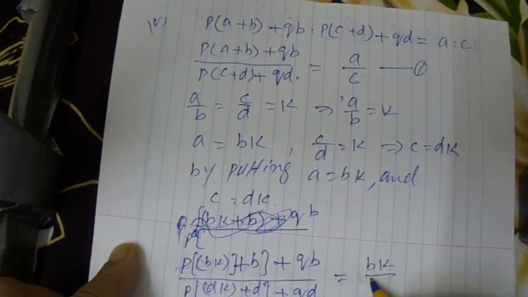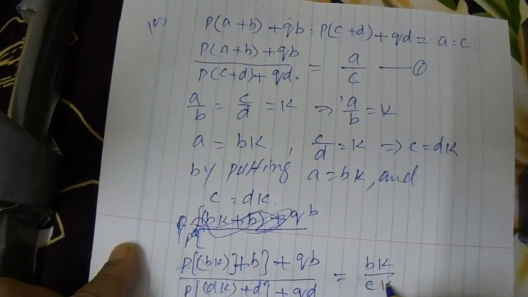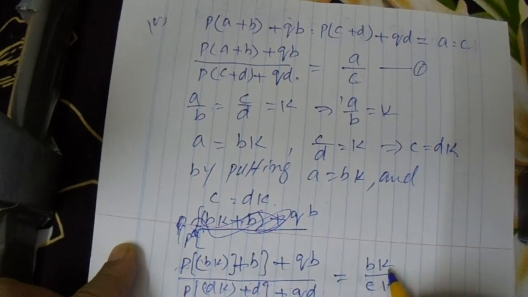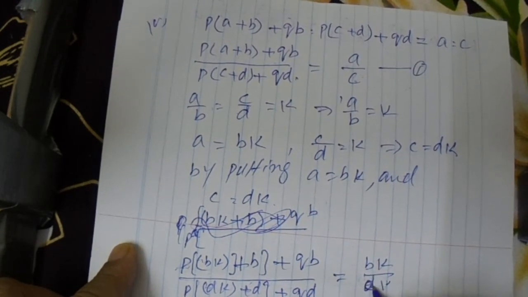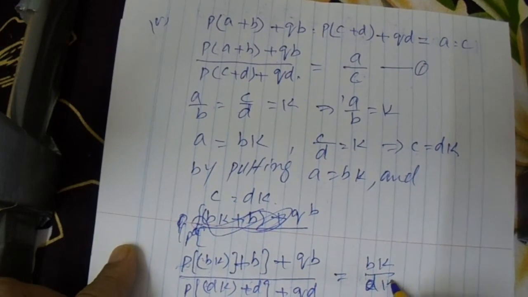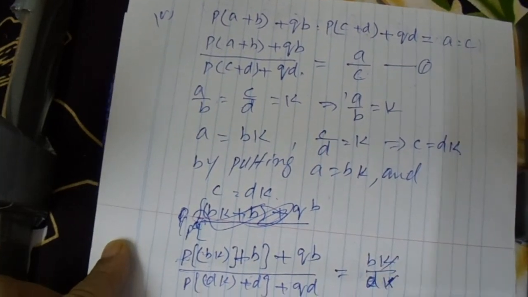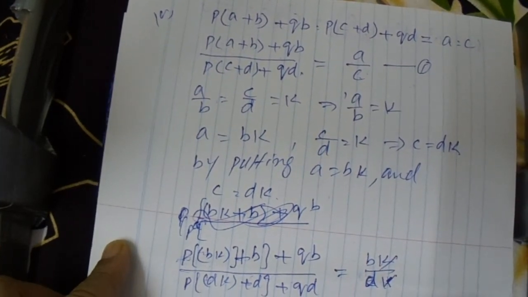bk over ck, bk over dk. This will cancel this, and we have only b over d.